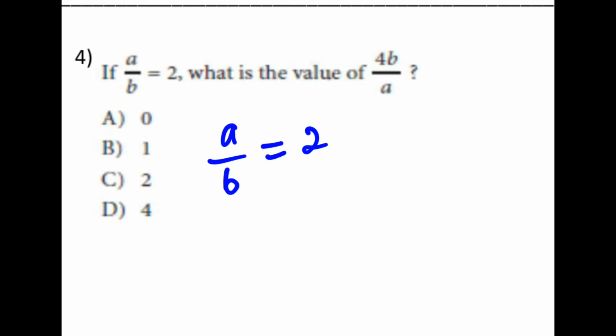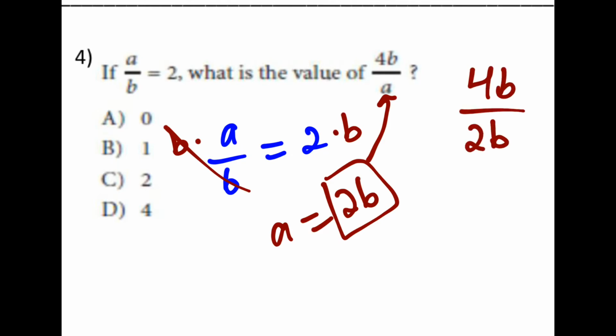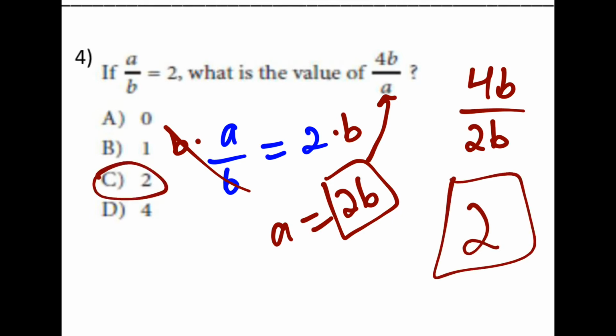So one way to solve this would be to solve for a variable, like maybe I'll multiply both sides by b, canceling out on the left. And now that I have a is equal to 2b, I can plug this in on my other equation. So 4b is now divided by 2b, which you can just get an answer. That's just 2, which is the answer.